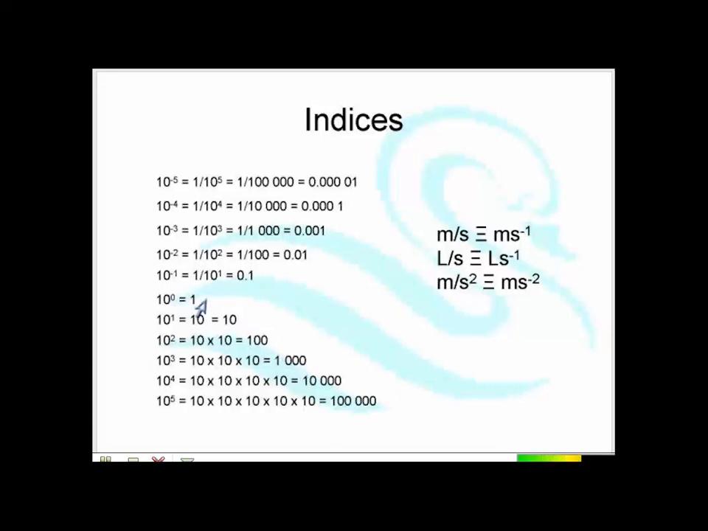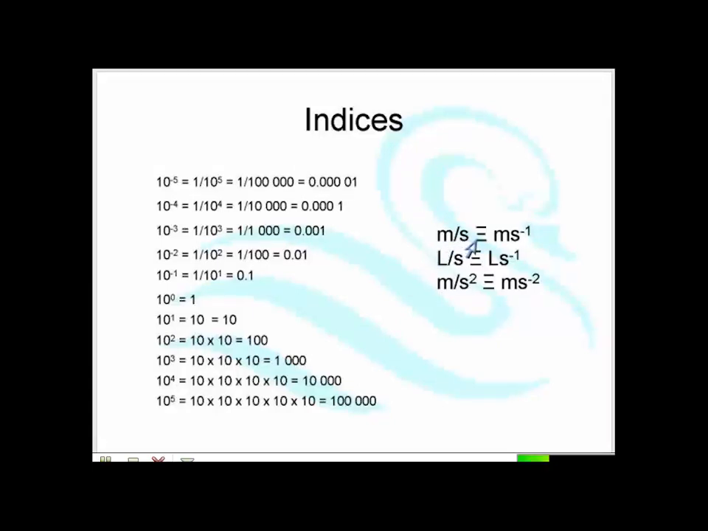And following the same pattern of dropping off zeros, when I go the other way, the zeros start appearing on the other side. So 10 to the power of minus 1 is 1 over 10 to the power of 1, which is 0.1. 10 to the power of minus 2 is 1 over 10 to the 2, which is 0.01.